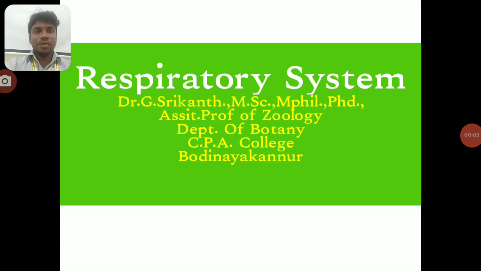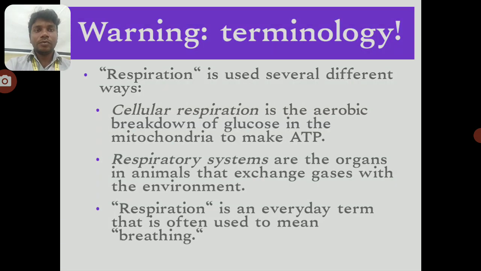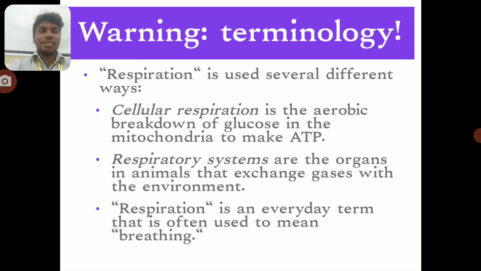In this topic we will discuss the respiratory system. The word respiration is used in several different ways: cellular respiration, respiratory systems, and respiration. Cellular respiration is the aerobic breakdown of glucose in the mitochondria to make ATP. Respiratory systems are the organs animals use to exchange gases with the environment. Respiration is also an everyday term that often means breathing.